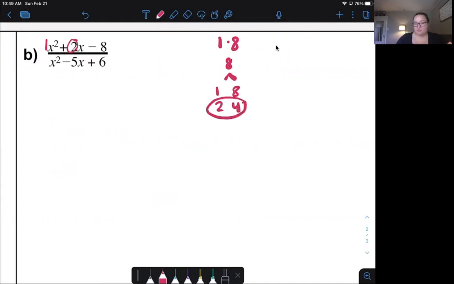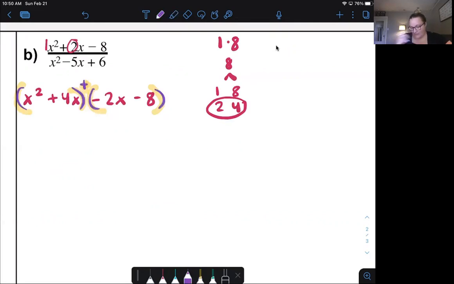2 and 4 will add or subtract to give you 2. So you're going to have x squared, you're going to have 4x, you're going to have 2x, and negative 8. To get a positive 2, you're going to have positive 4x minus 2x. Then put parentheses with a plus sign in between. Factor out what they have in common. Don't forget to do that for your denominator as well.